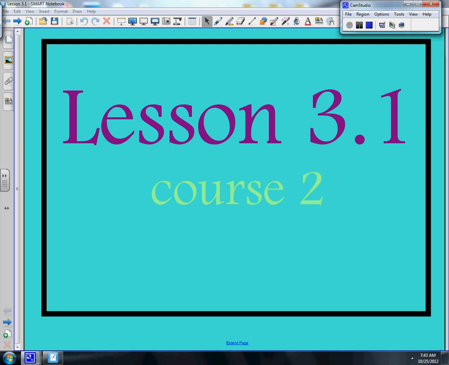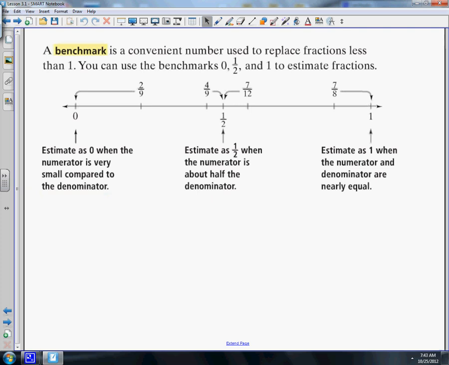Okay, this is lesson 3.1 for course 2. So in lesson 3.1, you need to write down some key vocabulary terms. The first one is called a benchmark. So write down, a benchmark is a convenient number used to replace fractions less than 1.